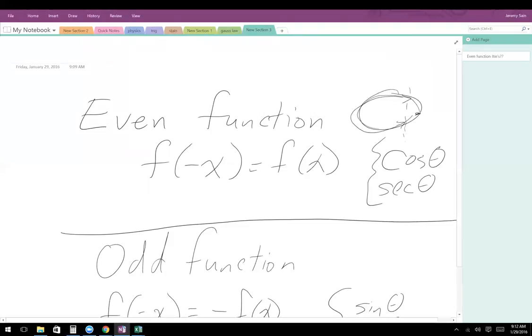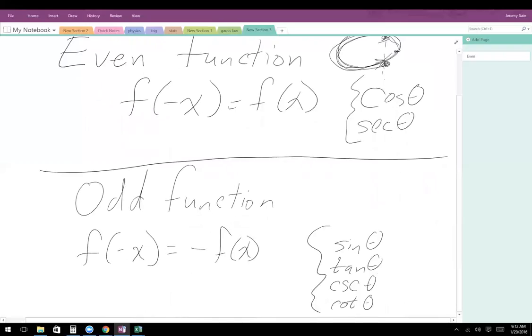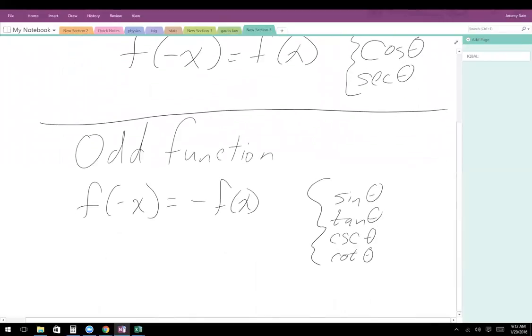On the other hand, if I look at the y-coordinates, going clockwise versus counterclockwise, here the y is the negative of what it is down there. So that's why sine is odd. And then tangent, since it's y over x, well, the y changes, but the x doesn't. So overall, it is negative.